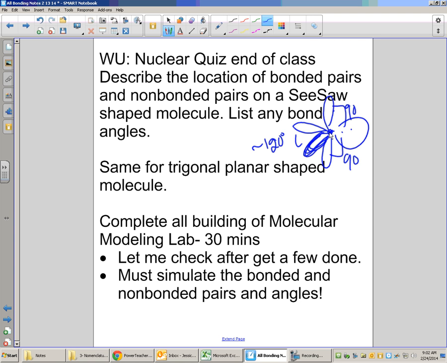awesome. What's the only difference about T-shaped? Right, so you're not looking at your notes, right? You know this. Yeah, so we've got 2 lone pairs and 1 bonded atom, and that's the only difference.